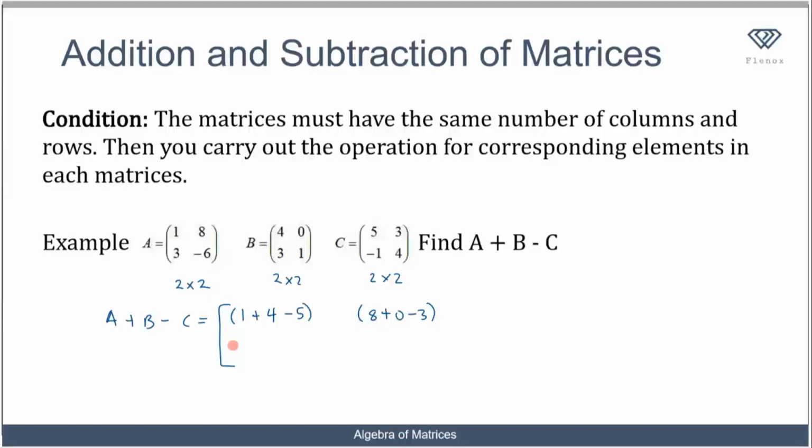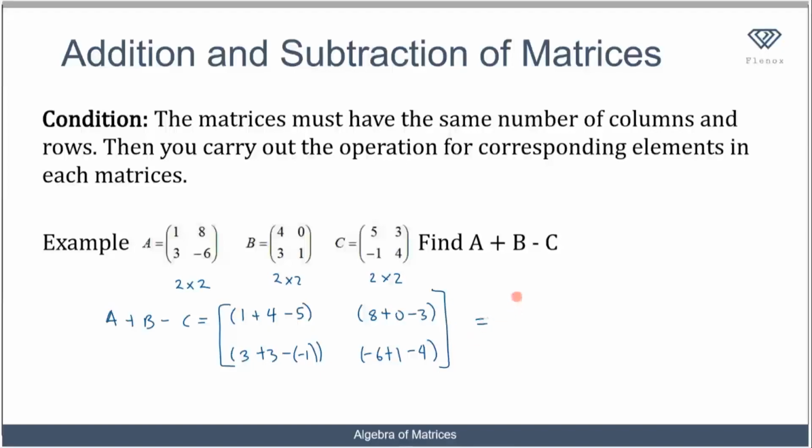Then we move downwards. The element here is 3, then plus B is 3, and in C it is minus 1, so we have minus into bracket minus 1. And in the last cell we have minus 6, then plus B, which in this case is plus 1, and also minus C, where C in this case is minus 4, so minus, minus 4.